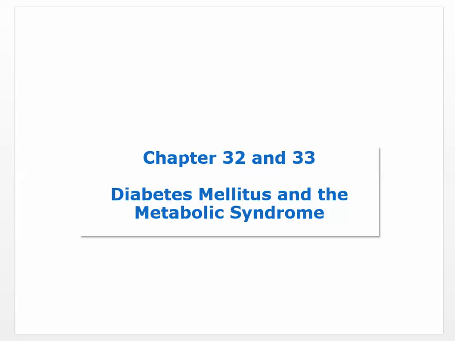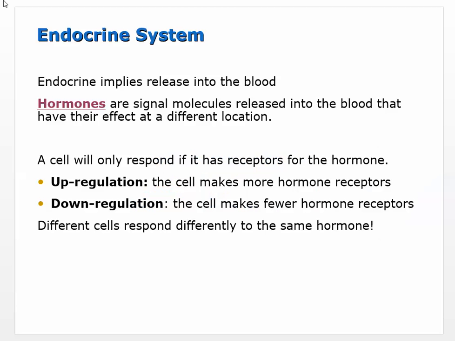Okay, so this is chapters 32 and 33. So we're going to talk about diabetes mellitus and the metabolic syndrome, but it's also going to cover endocrine. So the first several slides are over endocrine, and then we'll spend the rest of the time talking about diabetes. So the endocrine system really consists of hormones.